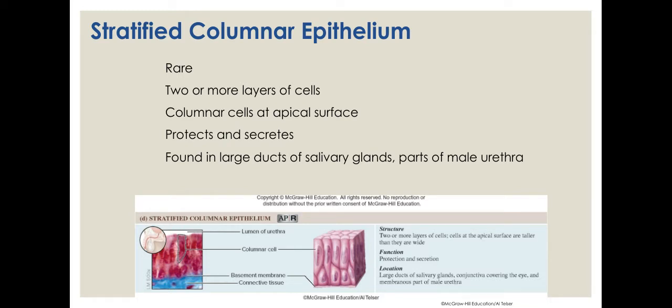Then we have stratified columnar epithelium. That's kind of rare. Of course, if there's two or more layers of columnar epithelium, this is our stratified version. Again, it's going to be protection and secretion. It really is found in just a few places. You can find it in large ducts in salivary glands, in the conjunctiva of your eye, and in some parts of the male urethra.